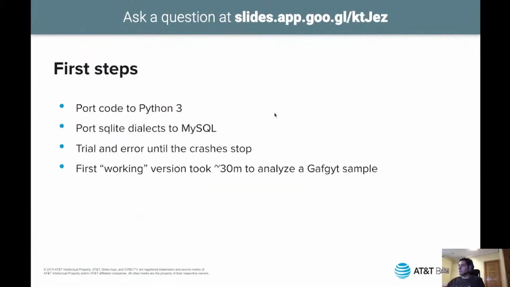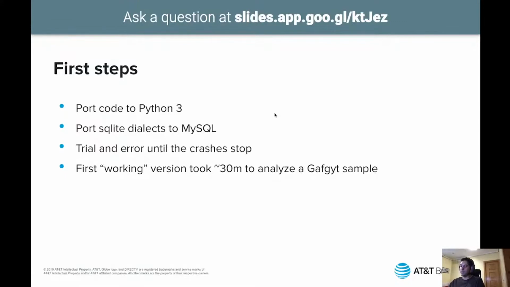So the first steps on porting this code were to update the Python 2 bits to Python 3, and then I began changing all the SQLite specific dialects to MySQL if there was an equivalent, and then began running the script once and again, until the crashes stopped and I got a database with the binary information.